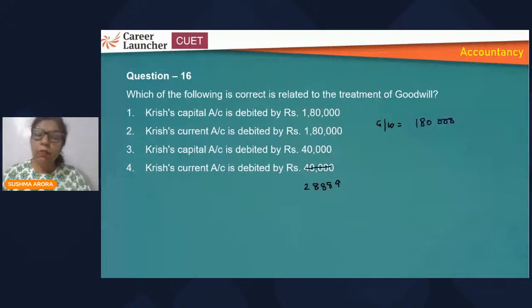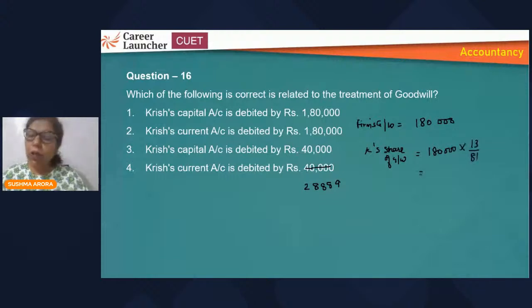Firm's goodwill. Now we can calculate the partner who is coming. The partner who is coming is Krish. So Krish's share of goodwill will be 1,80,000 into 13 by 81. He will bring his share of goodwill only. Okay, children? So his account will be debited, and he is not bringing the goodwill in cash. That's why his current account is to be debited. Okay? So that answer will be different.